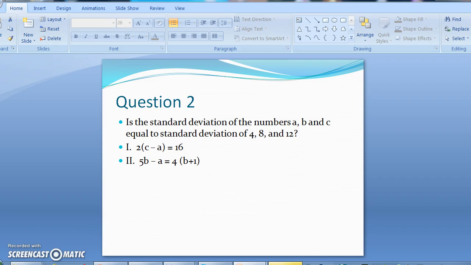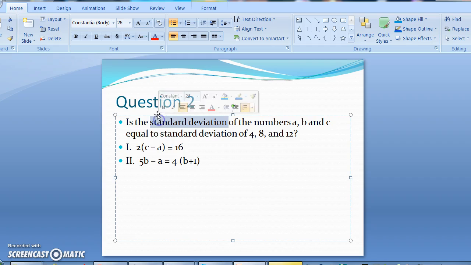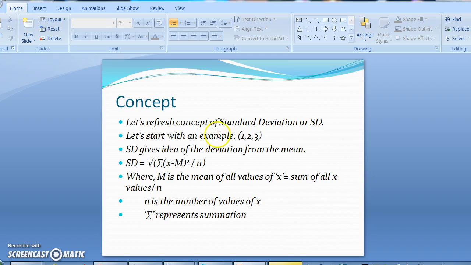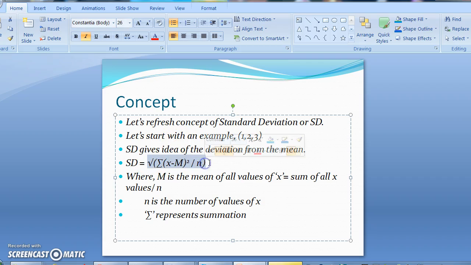Alright, great. So again, like we discussed in the first question, we need to know some concepts. And what concepts? Obviously the concept of standard deviation. Let's refresh this concept. Standard deviation has a very dreadful formula. It is the square root of the summation of (x minus m) the whole squared, upon n, where m is the mean of all values of x, n is the number of values, x are the individual values, and the whole thing is under a square root.